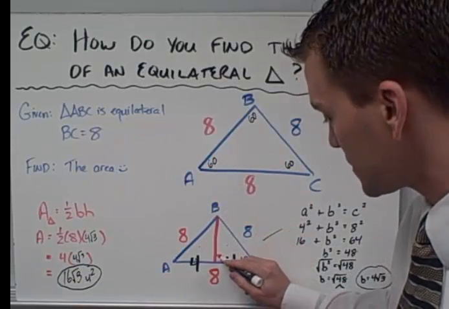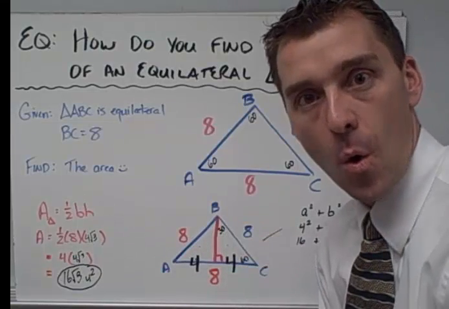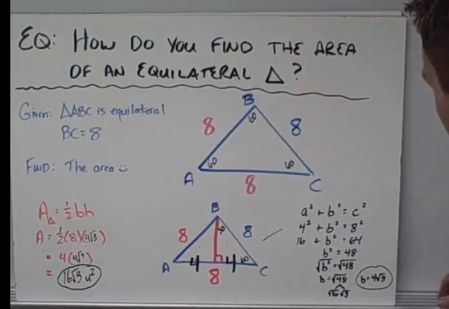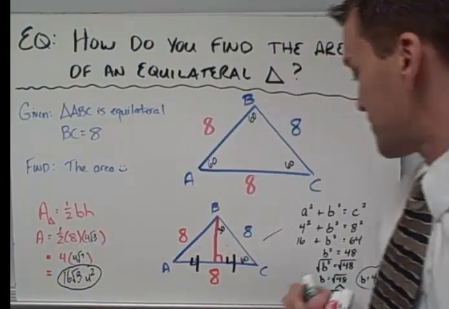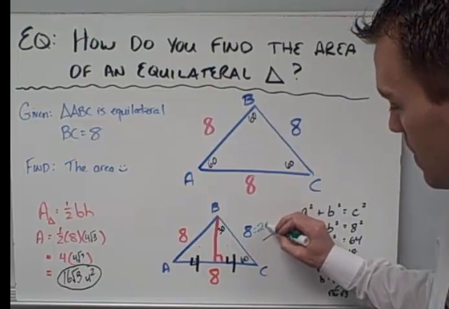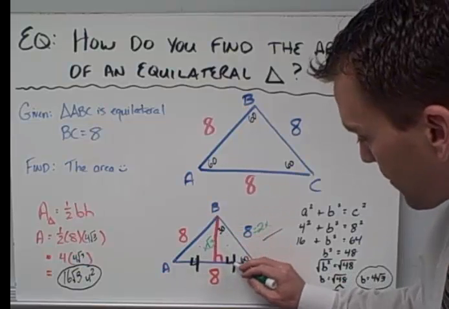Uh-oh, 60 and 90 means I have a remaining angle measure of 30. So I'm looking at a 30, 60, 90 triangle. Sweet! That means across from my 90-degree angle is the 2x. Across my 60-degree angle is the x root 3. Across my 30-degree angle is what x is.